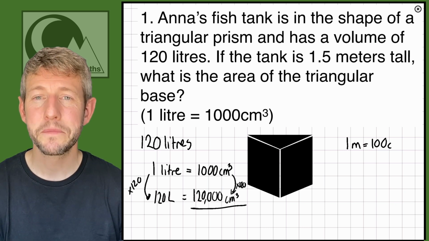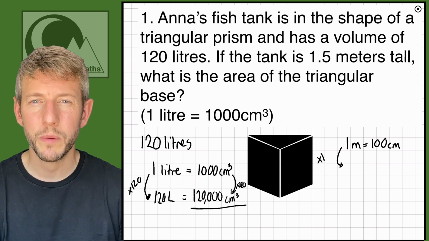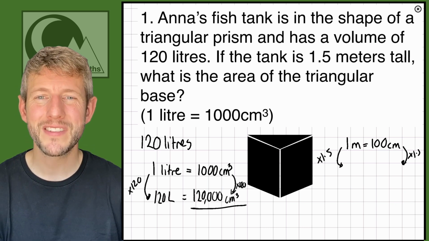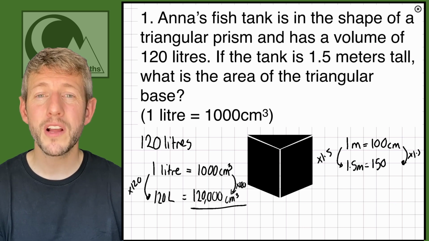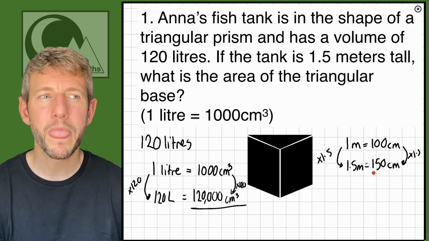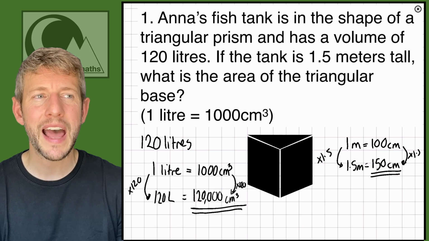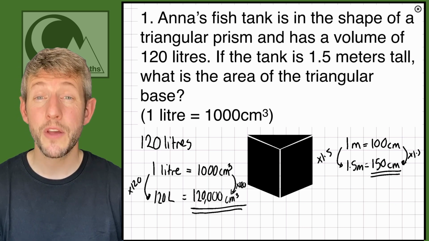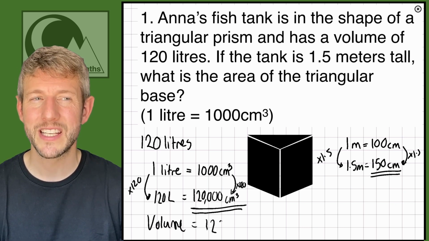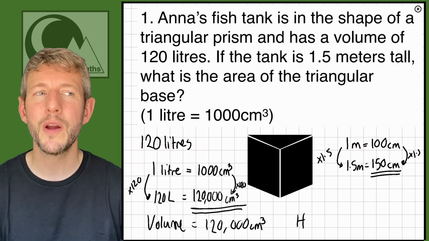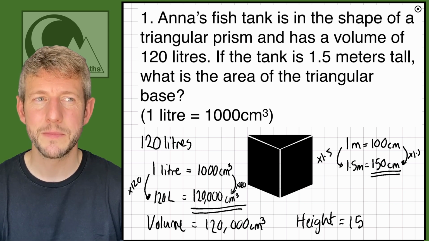The tank is 1.5 metres tall. So remember, there is 100 centimetres in a metre. So if I do 1.5 times 100, that's going to give me 150 centimetres. So we know that the volume is 120,000 centimetres cubed, and we know that the height is 150 centimetres.